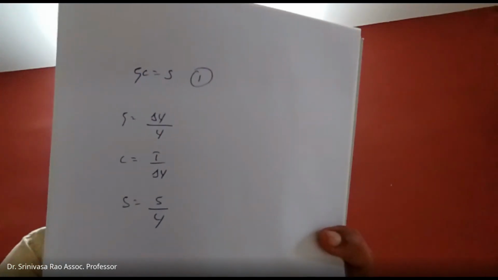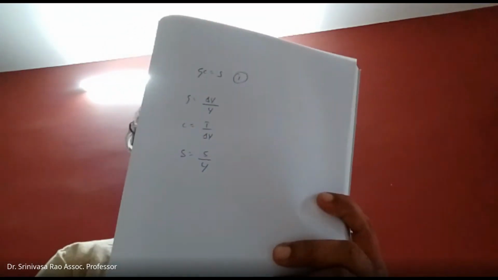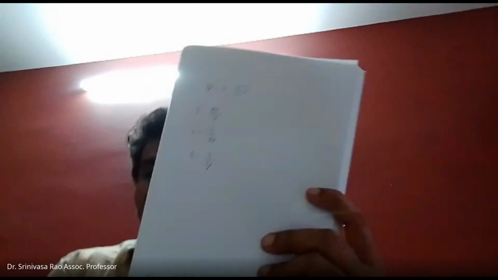So Domar model mainly depends on this equation. GC is equal to S. We have already discussed what is G.